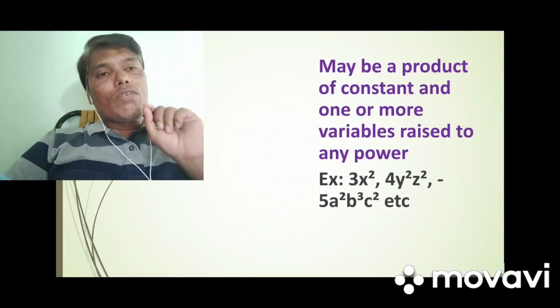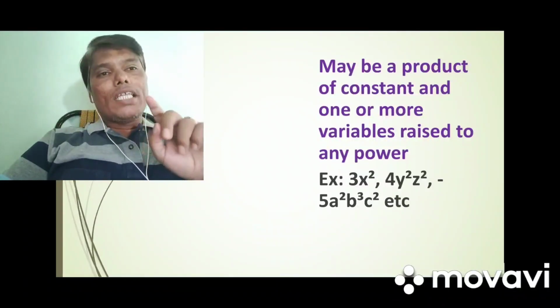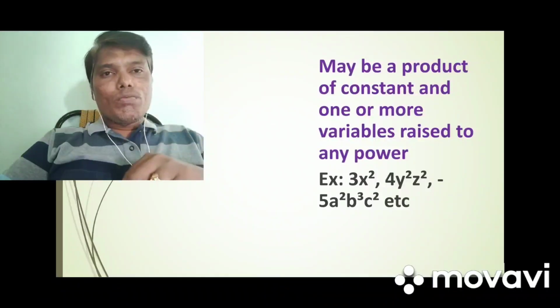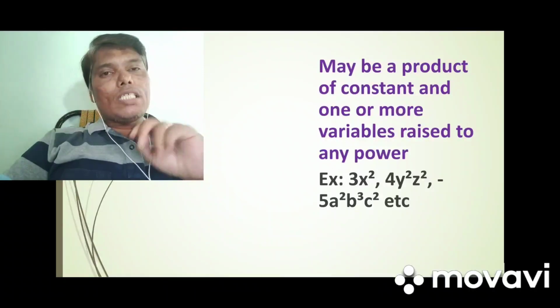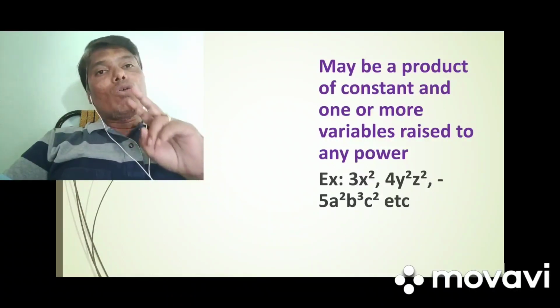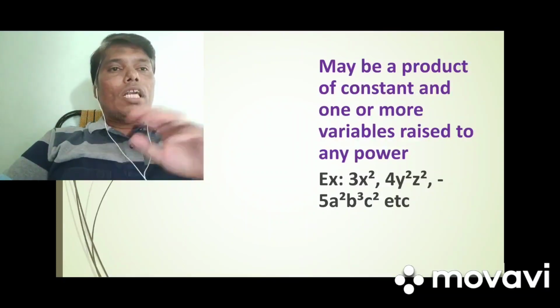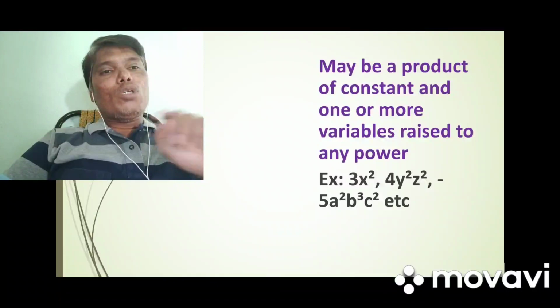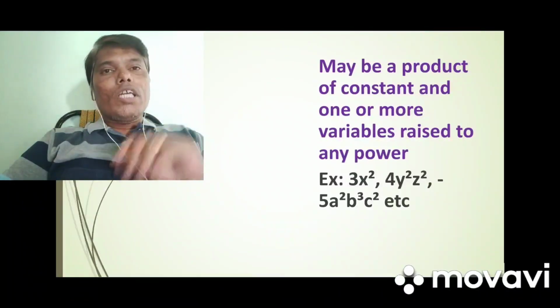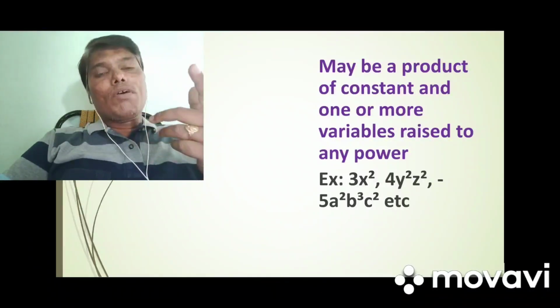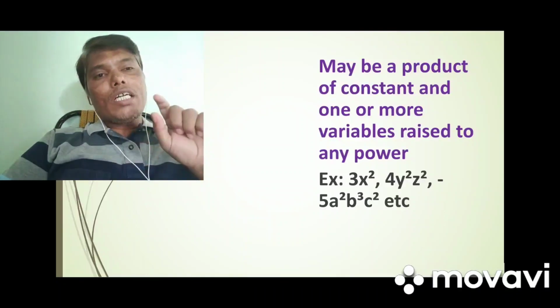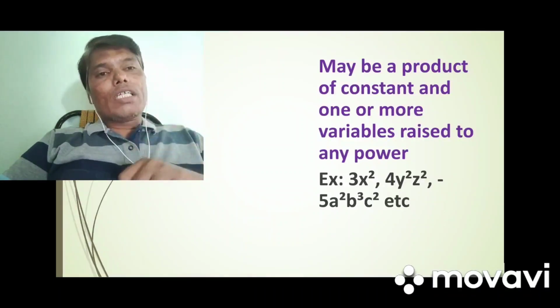It is the product of a constant 4 and two variables y and z, they are raised to the power 2. That is, in this term the variable y occurred 2 times as a factor and z also occurred 2 times as a factor. Let us observe the next example, 5a square b cube c square. It is also a term. It is the product of a constant 5 and three variables a, b, c raised to the powers 2, 3 and 2. That is, here the variable a occurred 2 times as a factor and the variable b occurred 3 times as a factor and the variable c occurred 2 times as a factor.